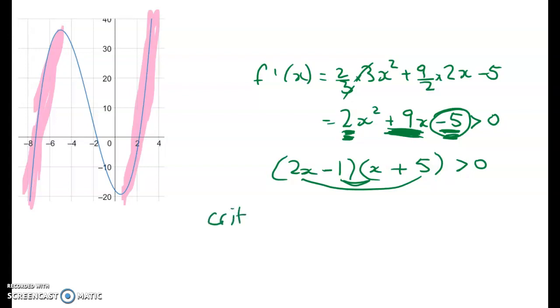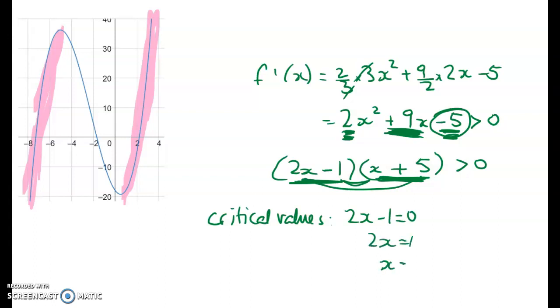Now, again, in here, there are 2 critical values. Right? So by critical values, I mean the solutions to each factor equation. So critical values are 2x minus 1 equals 0. So 2x is 1, x is 1/2. So that's going to be a switchover point. And the other one is x equals -5.